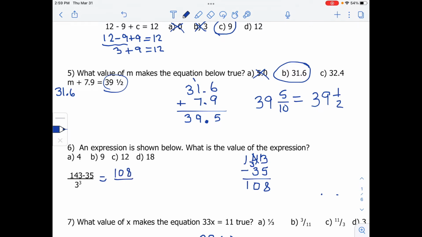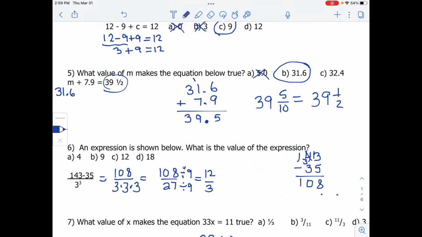And then in the denominator, 3 to the third power means 3 times 3 times 3, which is 27. So that's 108 over 27. And then we've got to reduce it. Well, I know that 9 goes into both of those numbers, so I'm going to simplify by 9 first. 108 divided by 9 is 12. 27 divided by 9 is 3. I'm going to move my work over here. Okay. And then we can simplify that further. 12 divided by 3 is 4. So it is choice A.